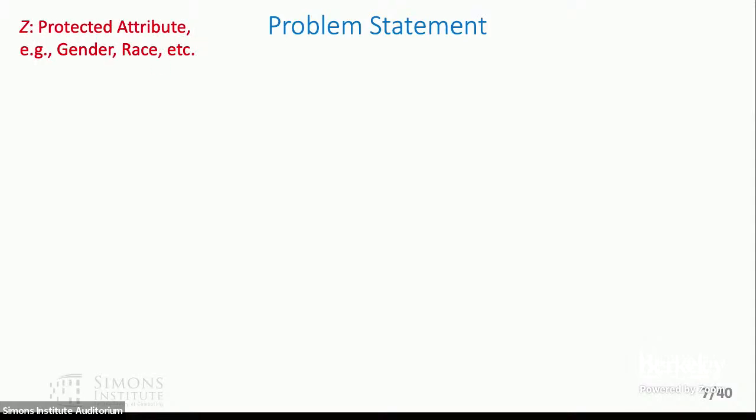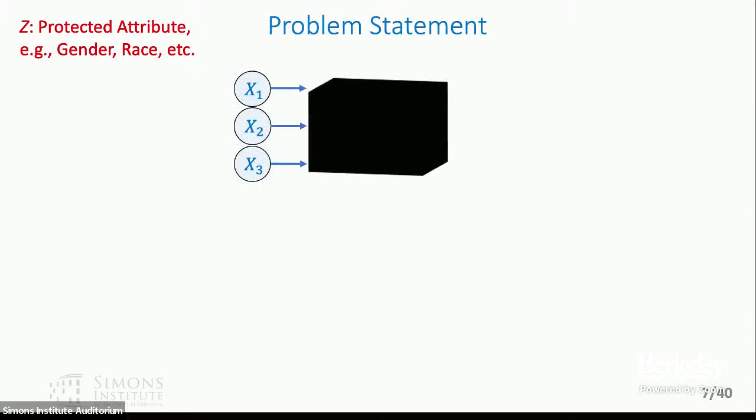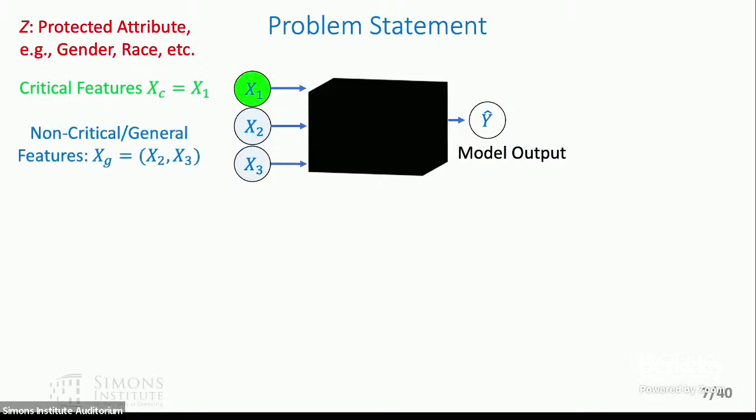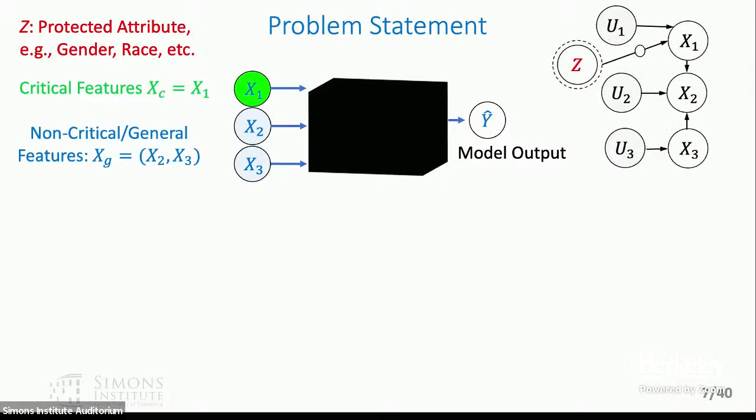Let Z denote the protected attribute like gender, race, age, etc. Then we have a bunch of features that will go into a model. And the model output is denoted by Y hat. Now the critical features will be denoted by Xc. And all the other non-critical or general features are denoted by Xg. And we also assume that there's an underlying causal model or data generation process which generates all of these features, where these U1, U2, U3 are some underlying latent factors that we do not usually observe all the time.